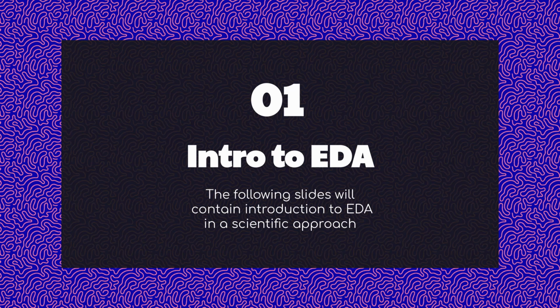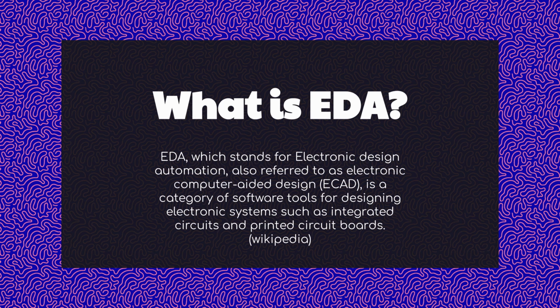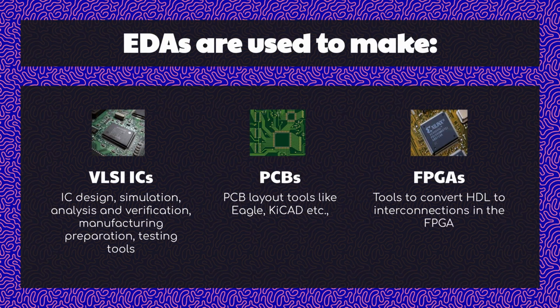The following slides will contain an introduction to EDA in a scientific approach. What is EDA? EDA, according to Wikipedia, stands for Electronic Design Automation, which refers to a category of software tools that are used to design electronic systems such as ICs and PCBs. Generally, EDA in today's world is used to make VLSI integrated circuits, printed circuit boards, and FPGAs.